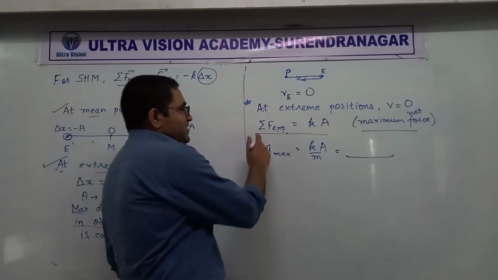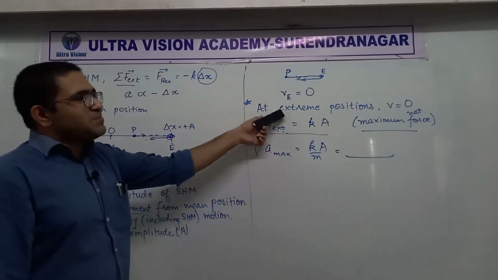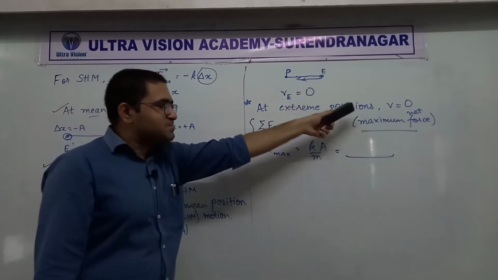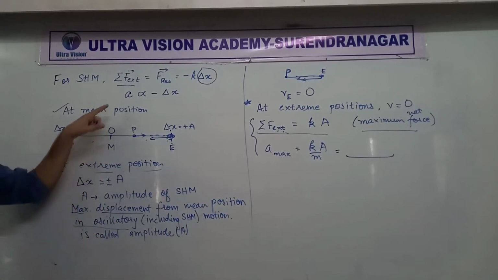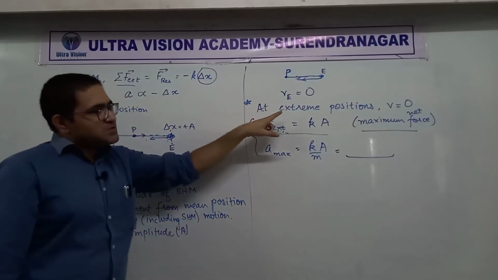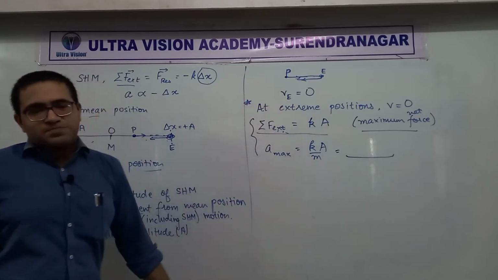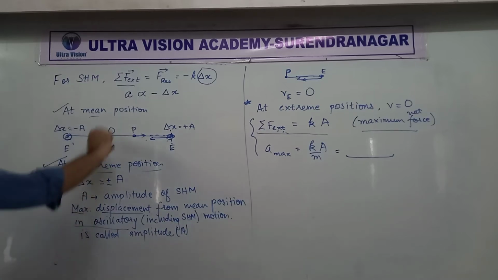Right, so again, where is the force and where is the acceleration maximum? At the extreme position, and speed is minimum at extreme position. Speed is 0. Okay, vice versa. I hope you are seeing that. At mean position, force and acceleration are 0. Right, but at extreme position, force and acceleration are maximum and speed is 0. Okay, fine. Hopefully you have noted everything down. Let's proceed.